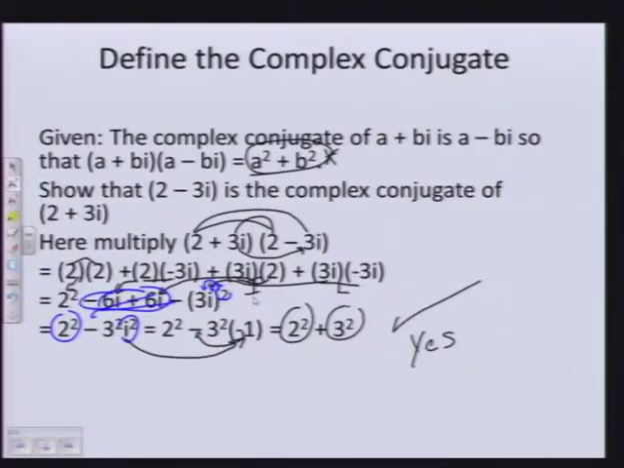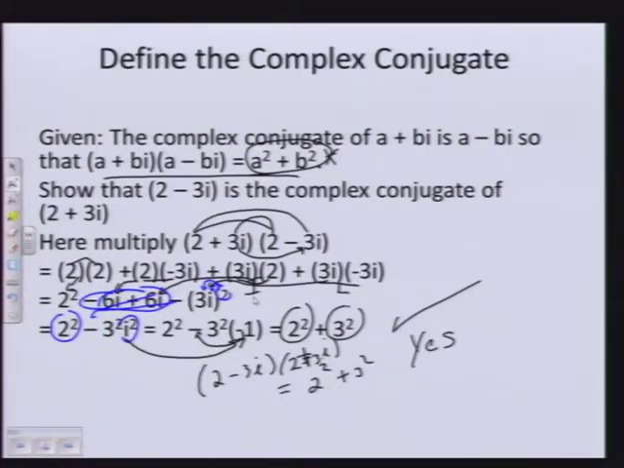And part of this is I wanted to show you how the multiplication works and how we can make that a quick step. If I just give you the problem to multiply 2 minus 3i times 2 plus 3i, you could have just written this as 2 squared plus 3 squared automatically, by using the definition of the complex conjugate. Okay, and then simplify that down.